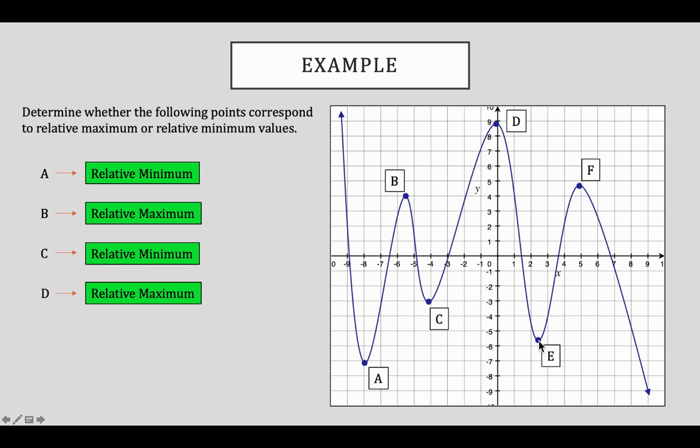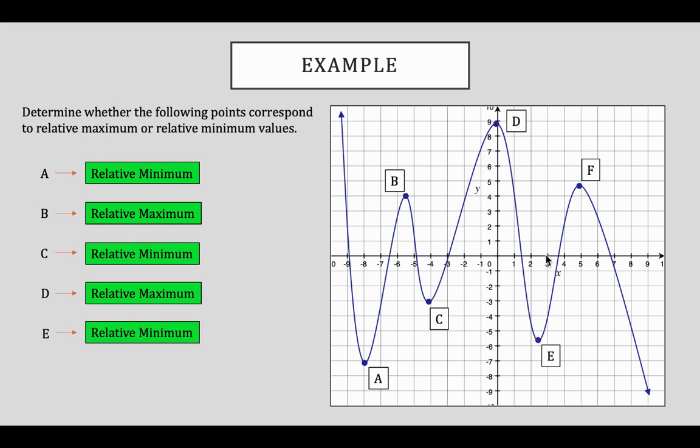Here we move on to point E. Notice that the y value associated with point E is relatively smaller. It's a greater negative number compared to the points immediately to its left and to its right. Notice the y value here is less than the y value of points immediately to the right and immediately to the left. Therefore, E is a relative minimum.